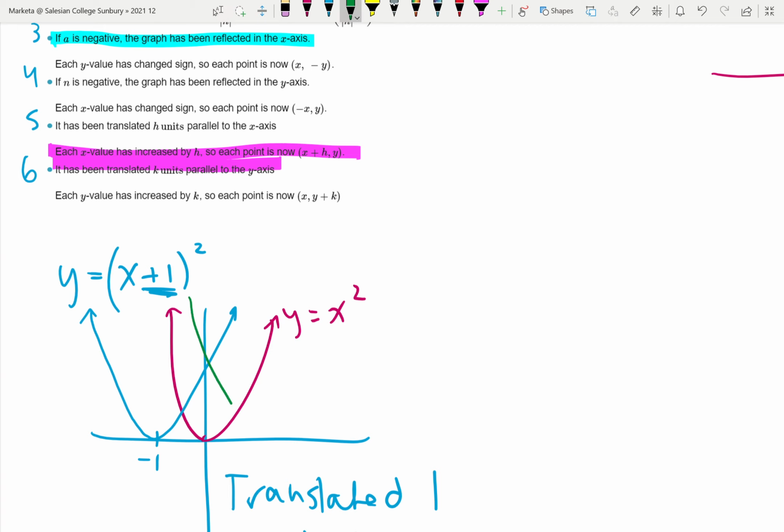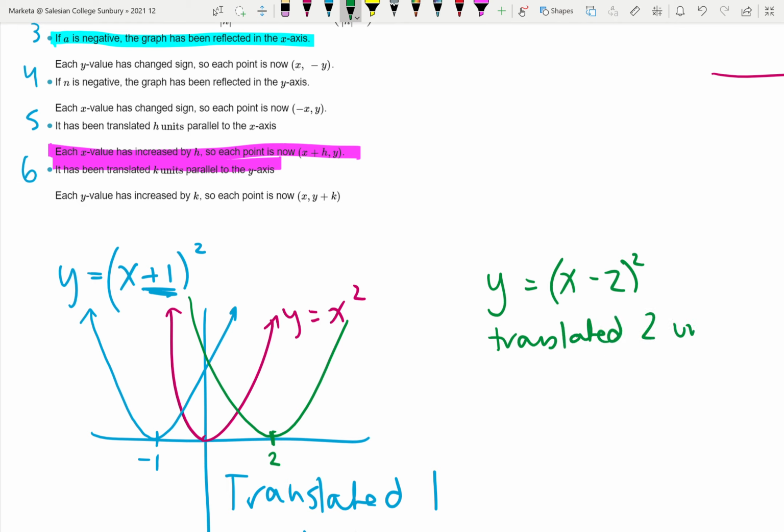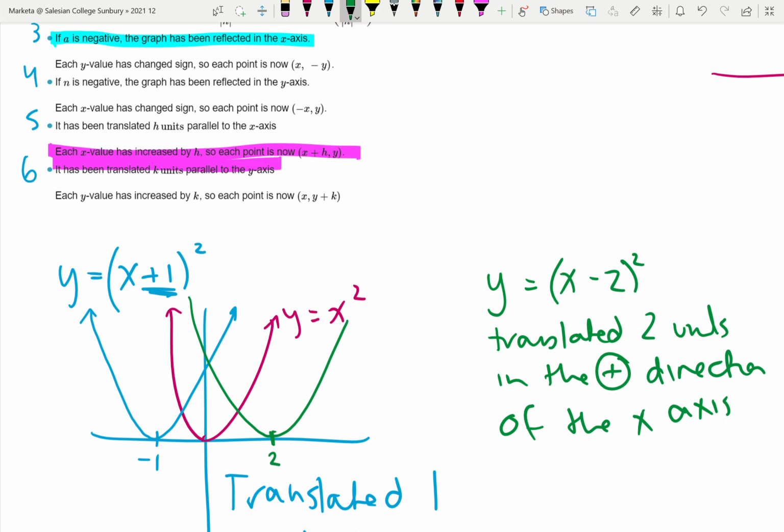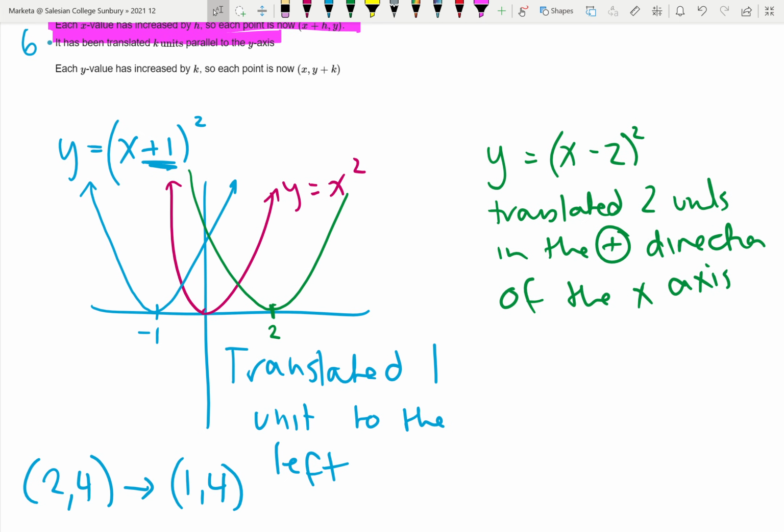So -2 would mean we're going to there, and we're moving 2 units. So y equals (x - 2) squared would be translated 2 units in the positive direction of the x-axis, or just 2 units to the right would do. We said 1 unit to the left for the blue one, just another way to say it there. And now, our point (2, 4), so 2 units in the positive direction of the x-axis, it means we're going to get (4, 4). So it's going to be affecting the x value. This was affecting the x value as well.